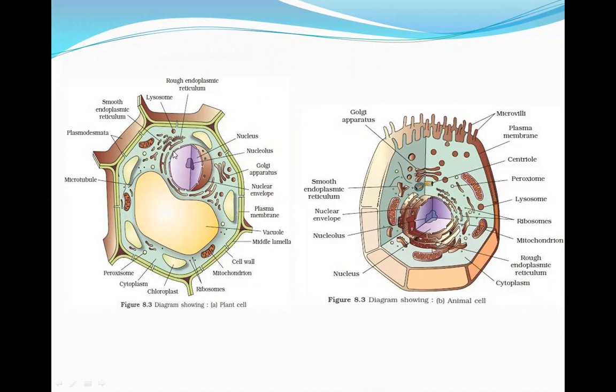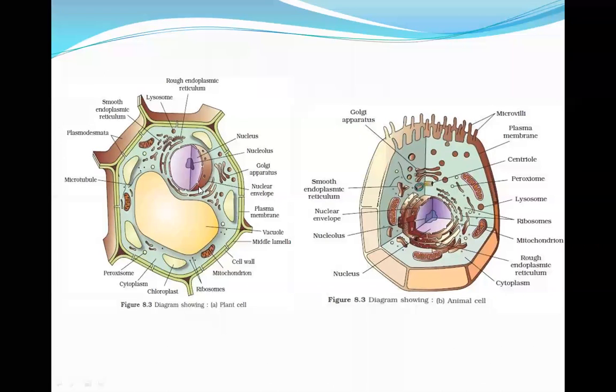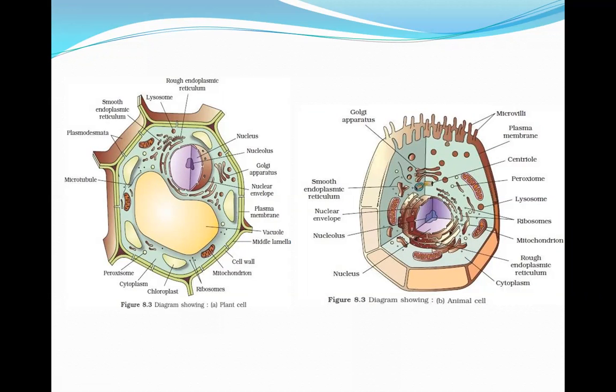Next, there will be a layer, or we can say a membrane, which encloses the nucleus inside it, right? That is the nuclear envelope. That is observed in both of the cells. Here also the nuclear envelope is observed. Here also the nuclear envelope is present, right?